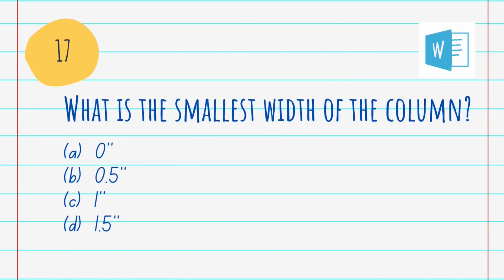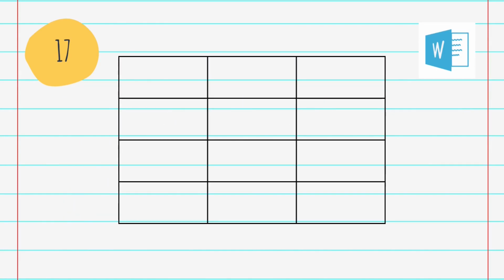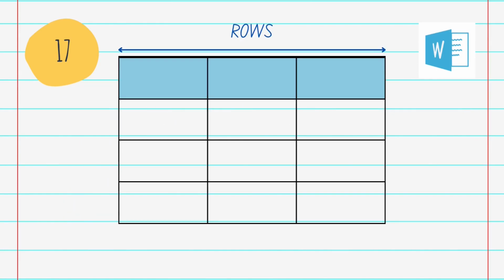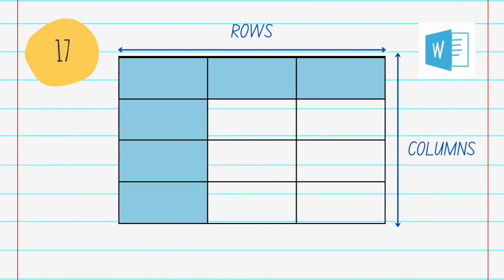Then question number 17. What is the smallest width of the column? A 0, B 0.5, C 1, D 1.5, and the answer is B, 0.5. Tables are created to show the information in a more organized way. A table consists of rows and columns. Rows are the horizontal orientation of the cells, while columns are the vertical expansion of the cell. The size of the table, or number of data elements contained in the table, is computed by multiplying the number of rows with the number of columns.